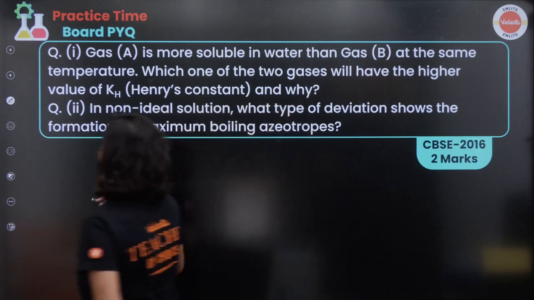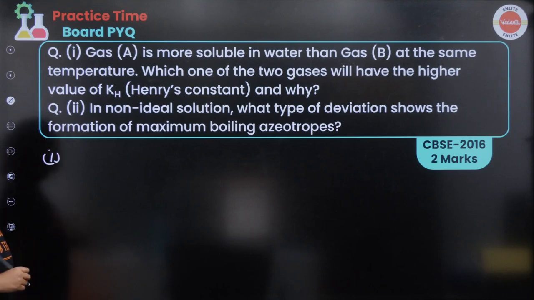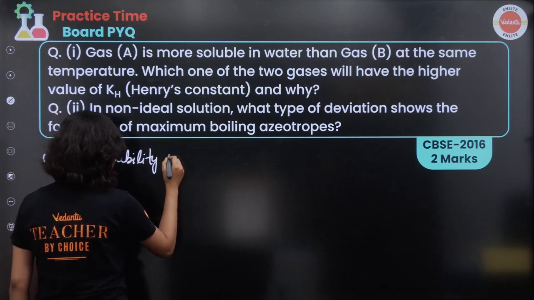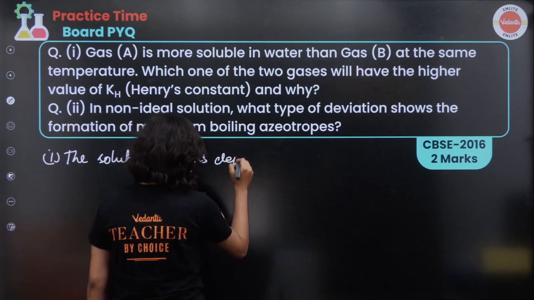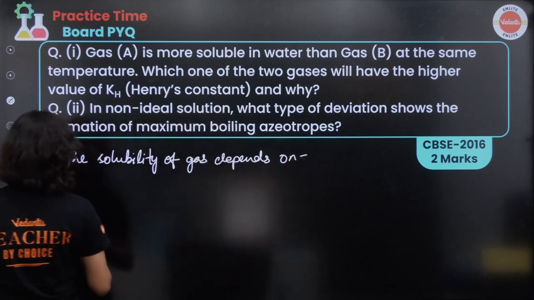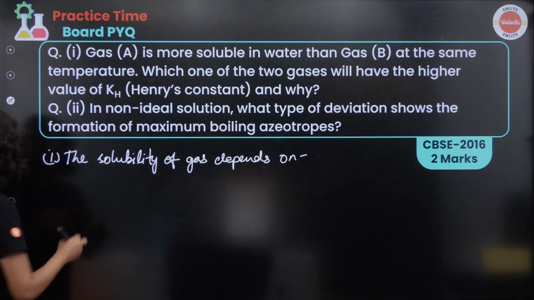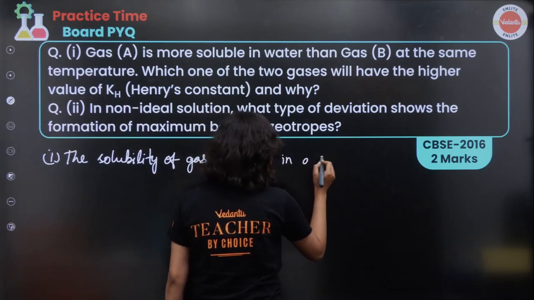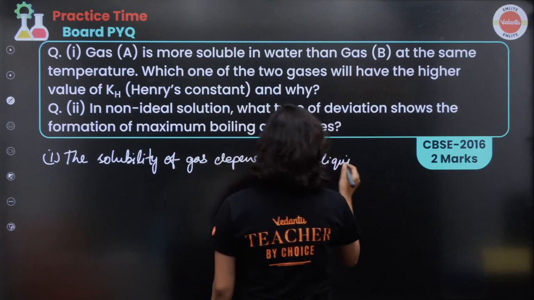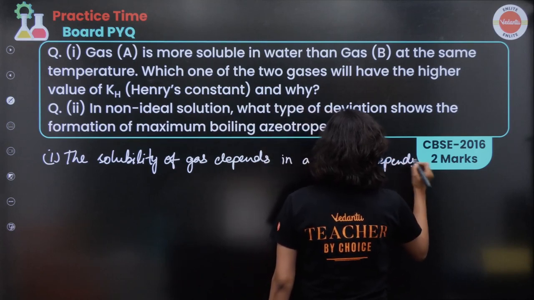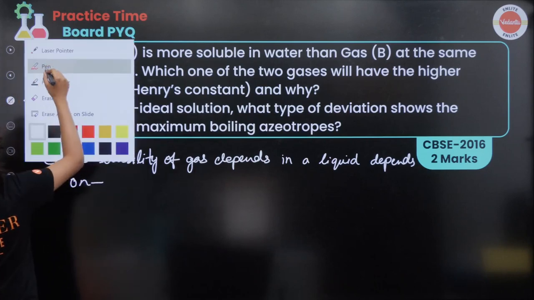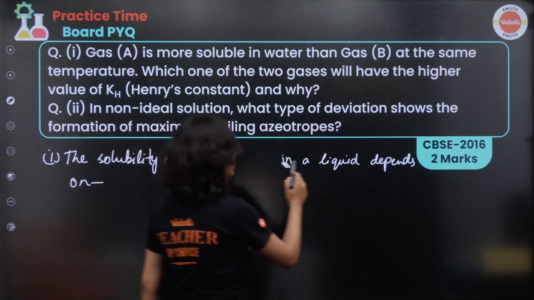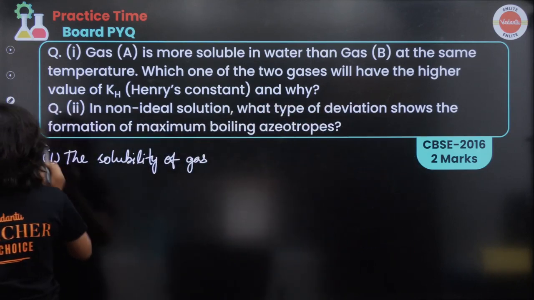So, you want me to write it down? Let me write it down. Here you go. What is the answer? The solubility of gas in a liquid. We forgot to write that. Depends on what are the things that I said? Come on guys, tell me. You know what? Let me just write this down again. It's looking weird. I want you all to be able to read it.